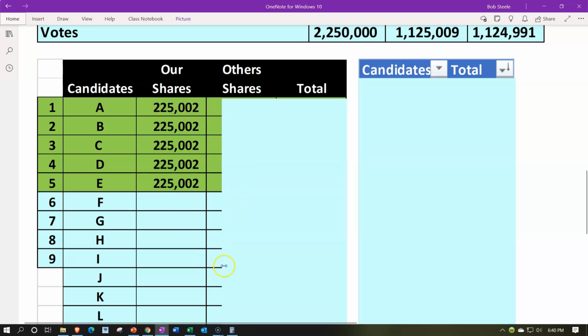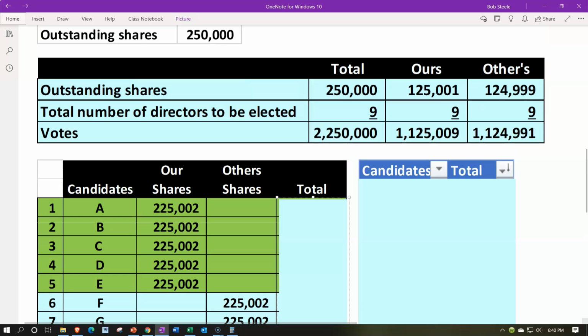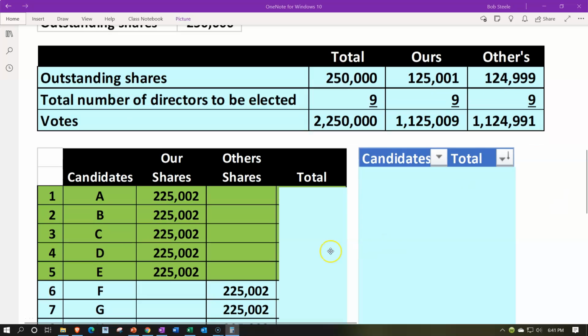So the way they might do that, they're going to say, okay, we're going to consolidate our votes. We're not going to vote for any of these candidates. The other guys aren't going to vote for any of our candidates. They're going to take their votes, which are the 1,125,009, and allocate them out. So let's check this out.